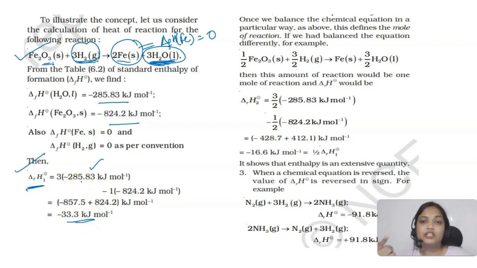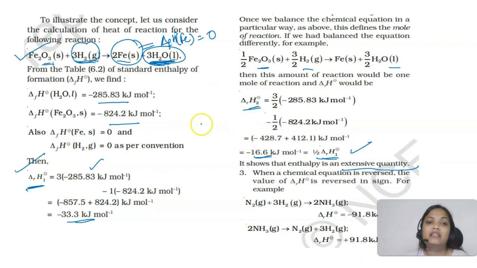If I write this reaction in another way, let's say I am balancing it like this, which is also balanced by dividing it by 2. Okay, so here again you will find out for this reaction, the value is coming out to be minus 16.6. Means it is changing because I told you it will depend on the number of moles that are participating. Okay, so this shows that enthalpy is an extensive quantity. Remember intensive and extensive property. Extensive property means that will depend on the amount of the substance. So here it is changing with the number of moles, means it depends.